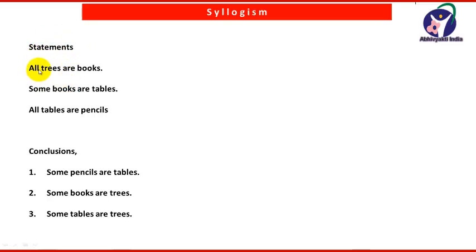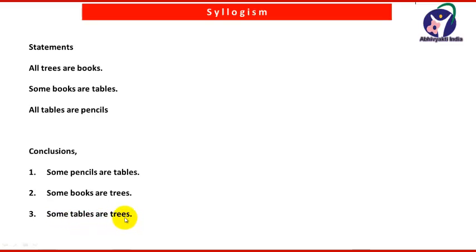The statements are: all trees are books. Another statement is some books are tables. And the third statement is all tables are pencils. All the three statements are positive, so there will be no negative conclusion. And here there is no negative conclusion. All the three conclusions are possible. So here the first conclusion is some pencils are tables, second is some books are trees, and third is some tables are trees.